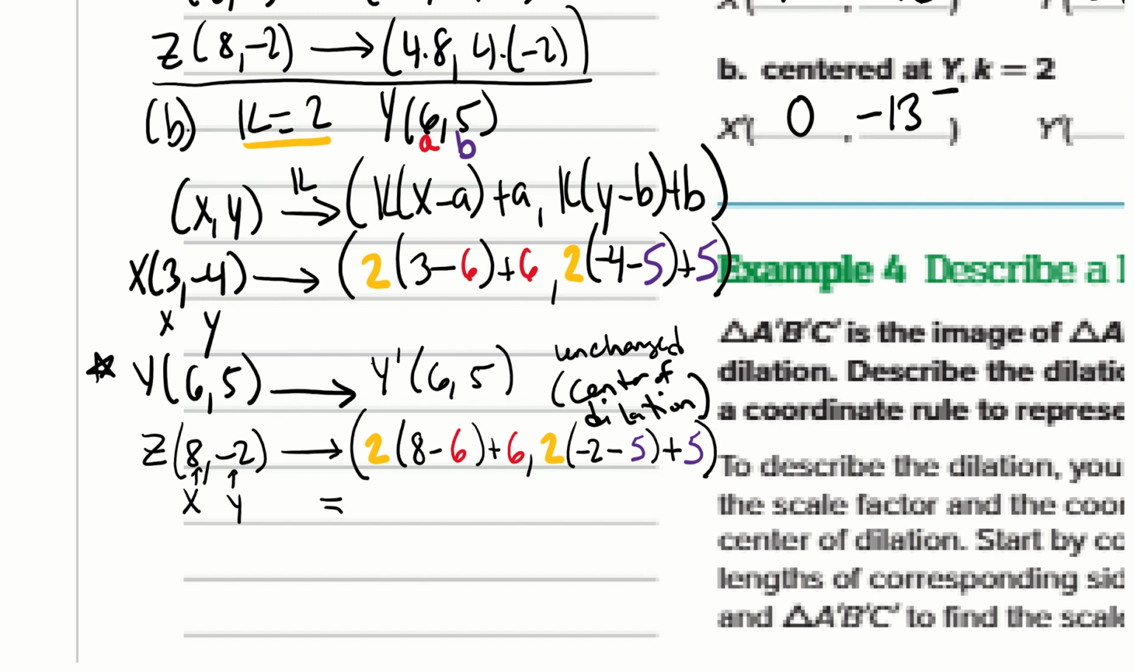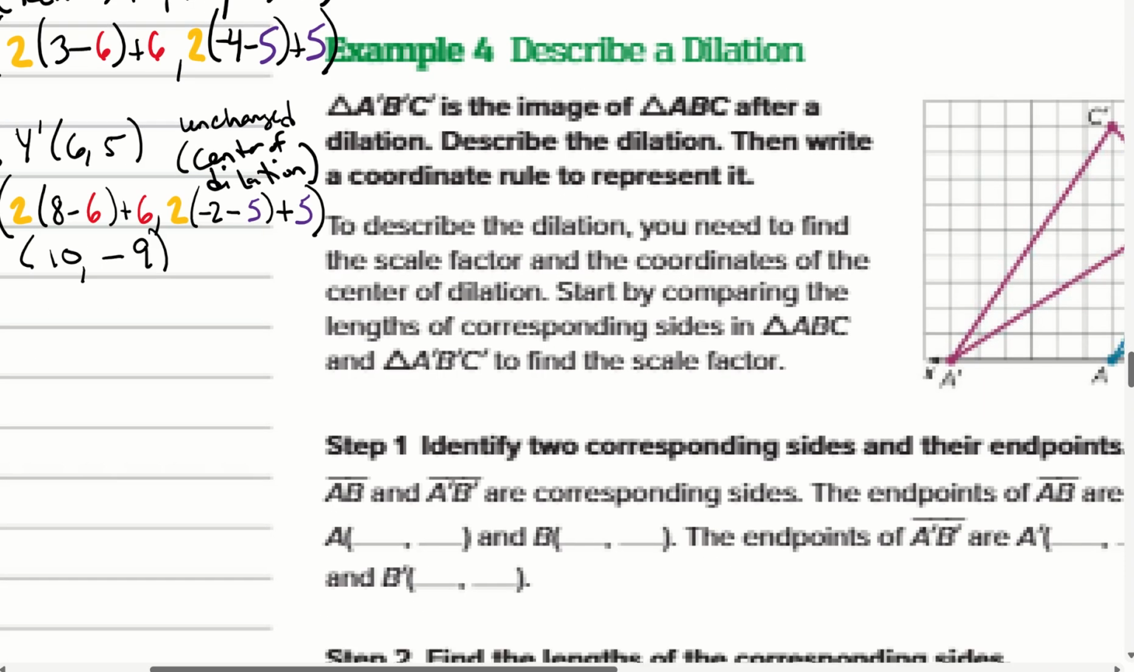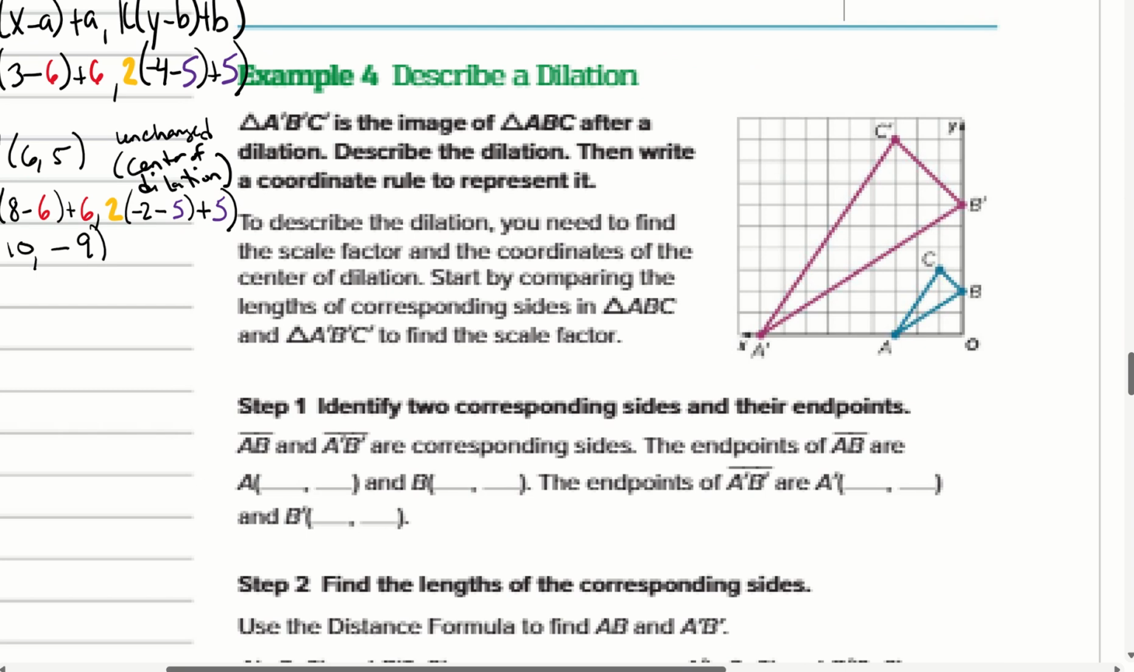Okay, so let's do the math. 8 minus 6 is 2. 2 times 2 is 4. 4 plus 6 is 10. Negative 2 minus 5 is negative 7. Times 2 is negative 14. Negative 14 plus 5 is negative 9. All right, so we got our coordinates. We got 6, 5 here, and 10, negative 9. Okay, hopefully that made sense, and I showed our work there. Okay, so let's wrap up the examples here.